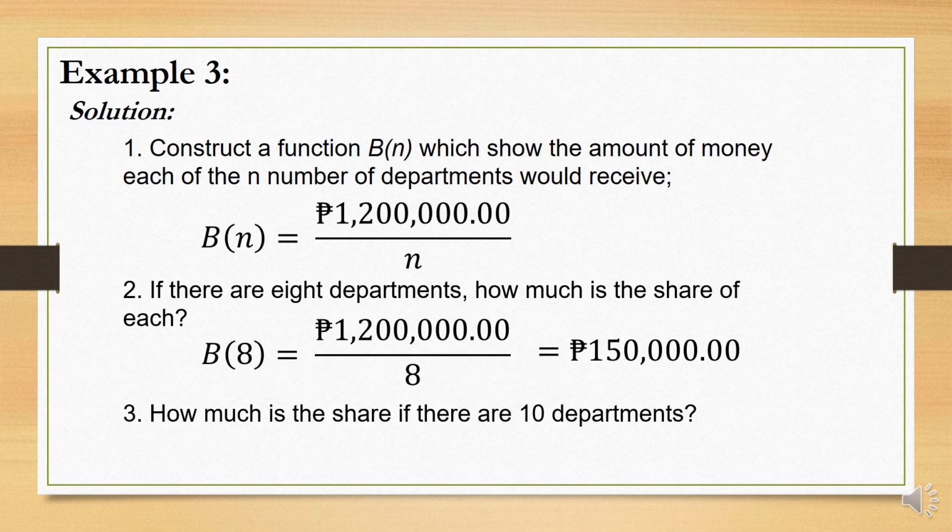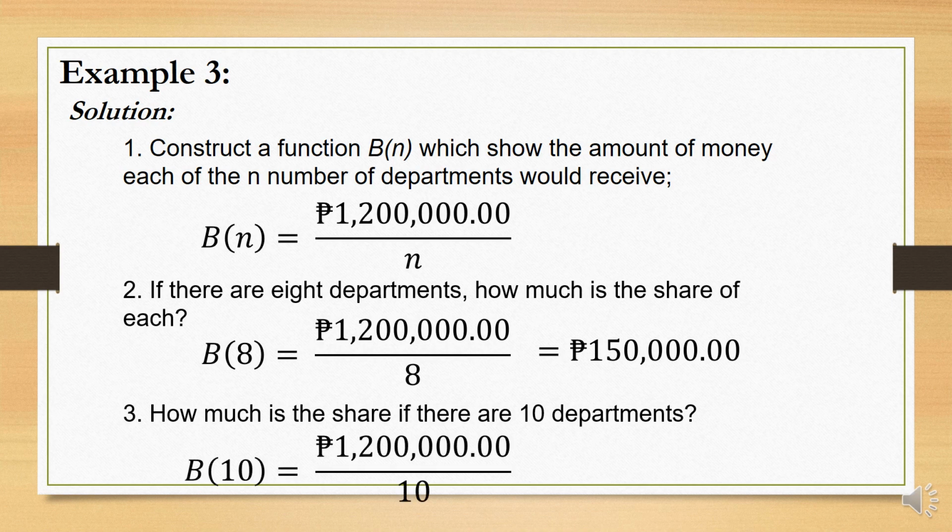Now, how much is the share if there are 10 departments? Okay, using the function b of n, we will substitute the value of n to 10. So b of 10 is equal to 1,200,000 pesos divided by 10, which is 120,000 pesos. So each department will receive 120,000 pesos.